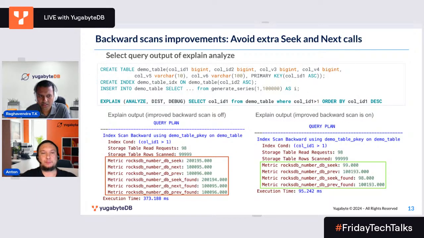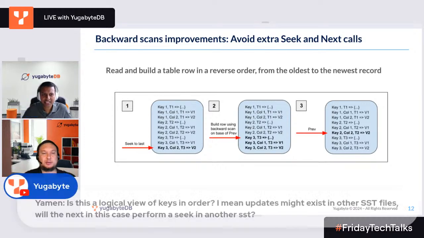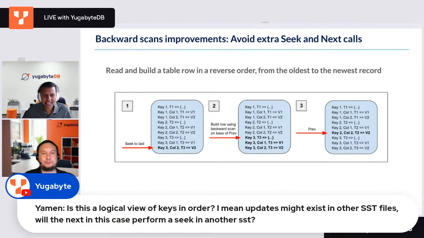Anton, if you go back to the previous slide, we have a question from the audience. The representation that you have on the screen, is it a logical view of the keys in order? Typically, if the keys are updated, they would get flushed to newer SST files. So in this case, would the next perform another seek to the other SST file? Yes, this is a logical view. It's just a simplified top-level view of how we do reading.